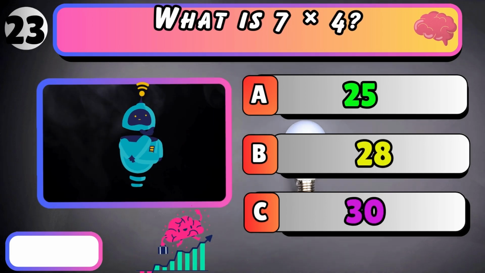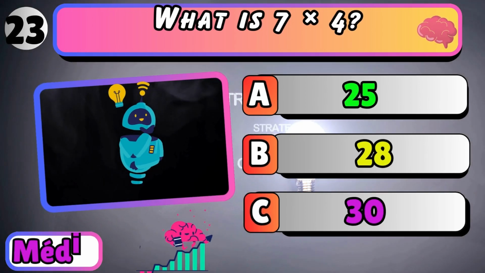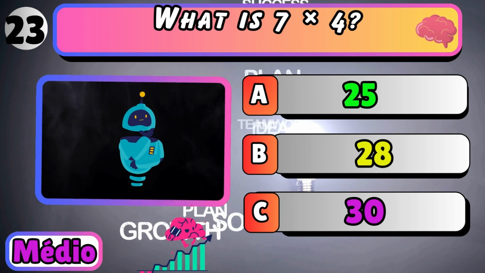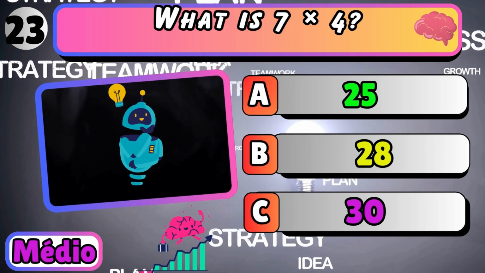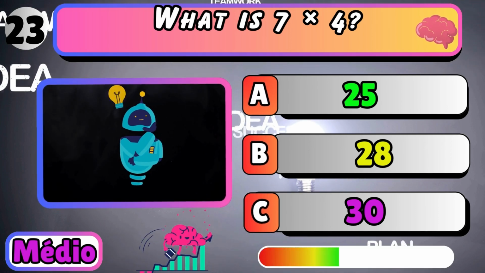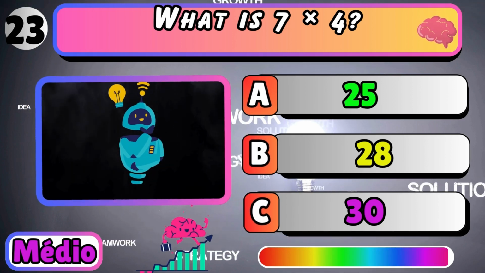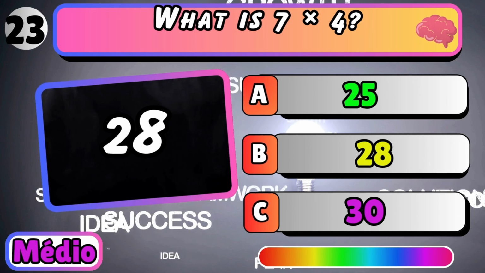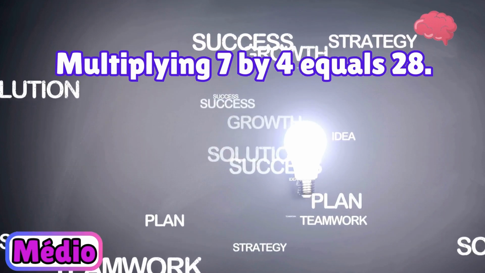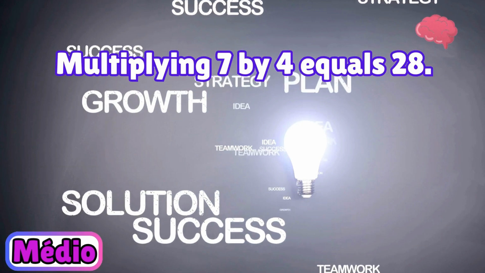What is 7 times 4? 25, 28, or 30? 28. Multiplying 7 by 4 equals 28.